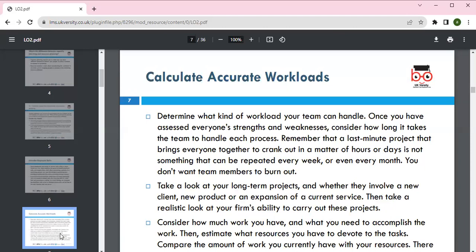Calculate the accurate workload. That is quite crucial for capacity planning.